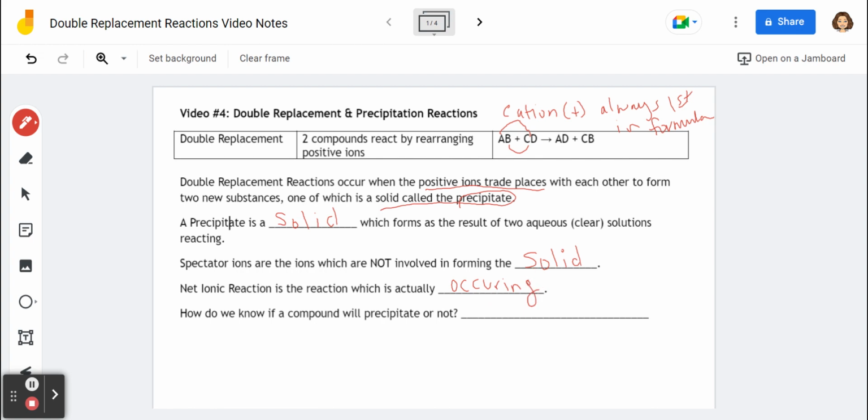And we know that a compound is a precipitate or not by using our solubility rules, which are in your reference packet. So if you don't have your reference packet out, you should pause now and go get it.